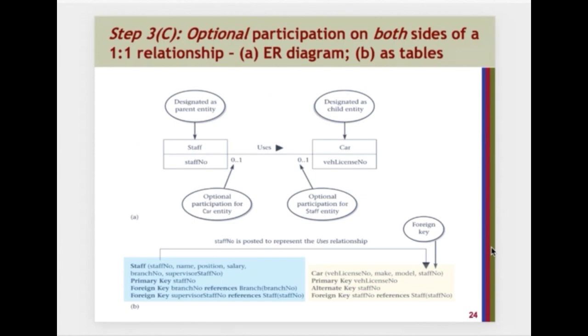And of course, once again, to show the relationship, we add the primary key of the parent into the child. Here we have to find parent and child, and we can see that from staff and car, the parent can be staff, not the car. So we added the primary key of staff into relation car. Here it becomes the foreign key because it has its reference from its parent table.